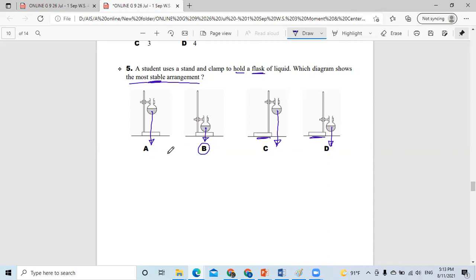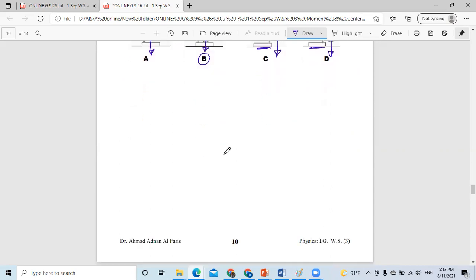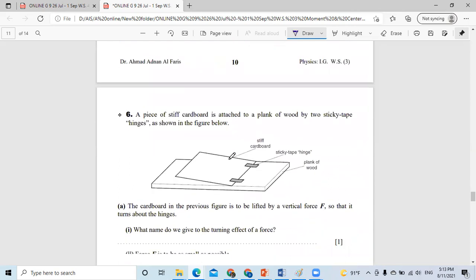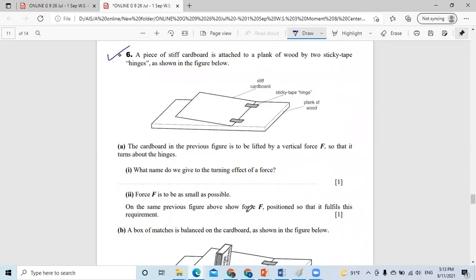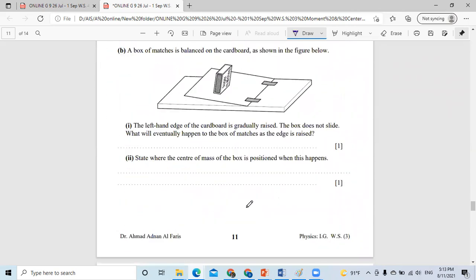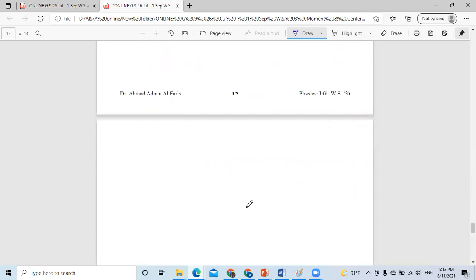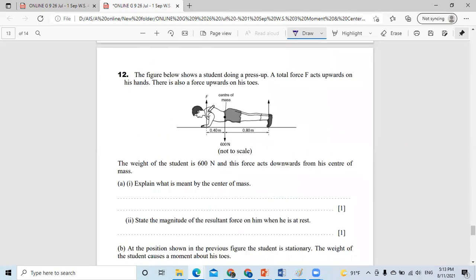So accidentally, if someone hits the bench or hits the clamp or the stand, it will not tip over easily. Okay? Clear? Good. We did this one last time, and we did the push-up question last time.